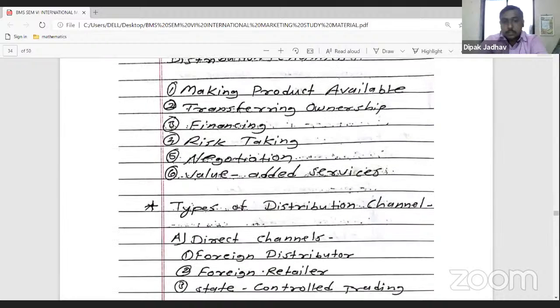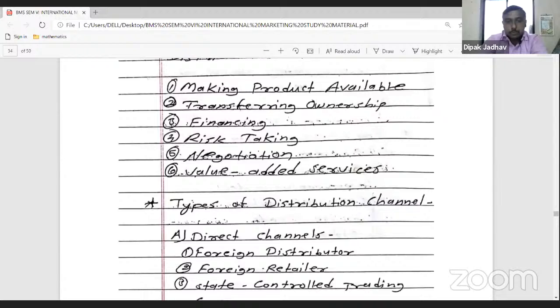And what is most important is the value added services. When we go to after-sale services, and in many cases to secure the goods, it is a role of the supply chain and, we can say, the international distribution channels.